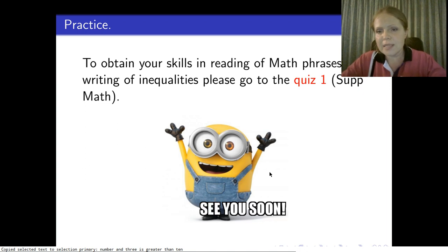For practicing reading, understanding and translating mathematical phrases to inequalities, please go to quiz number 1, supplementary math. And the next lesson, number 4, will be uploaded next week in the subject supplementary mathematics.